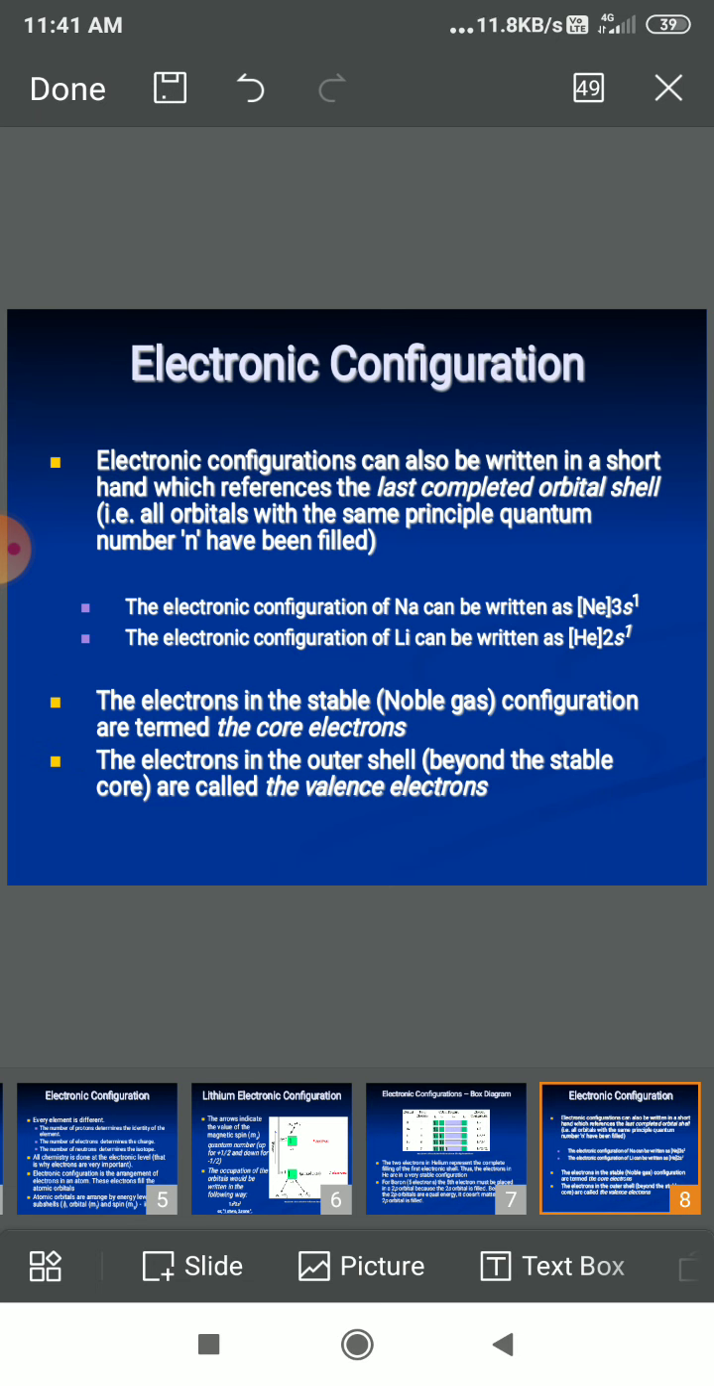Electronic configuration can also be written in a shorthand which references the last complete orbital shell, that is, all orbitals with the same principal quantum number n have been filled. The electronic configuration of sodium can be written as [Ne]3s1. The electronic configuration of lithium can be written as [He]2s1. The electrons in the stable noble gas configuration are termed the core electrons. The electrons in the outer shell behind the stable core are called valence electrons.